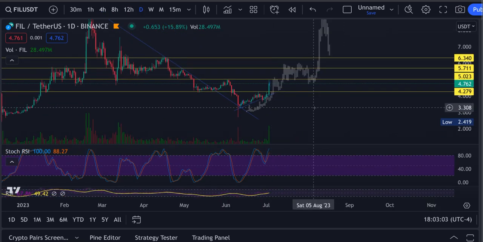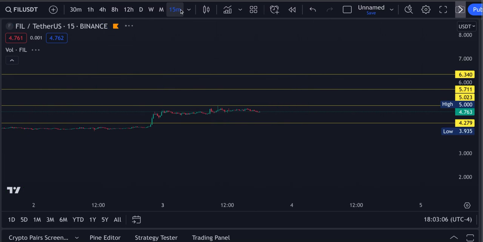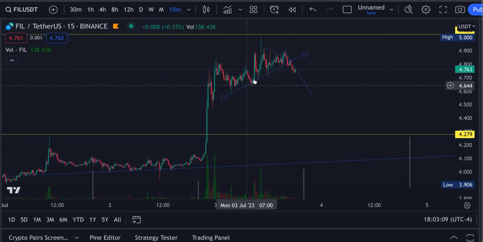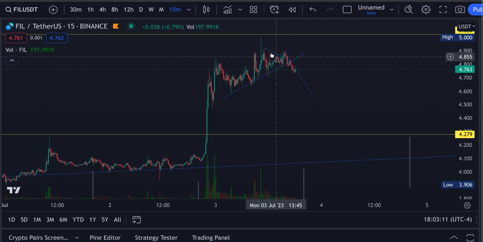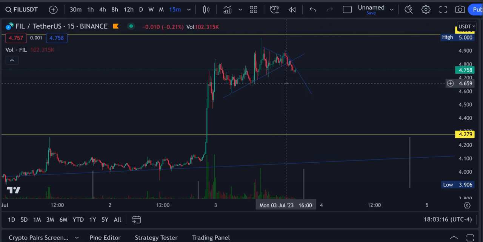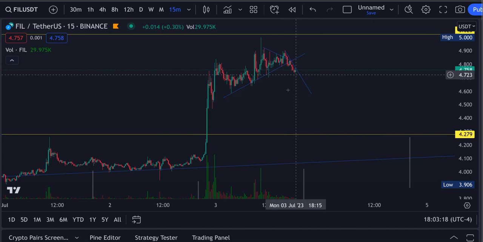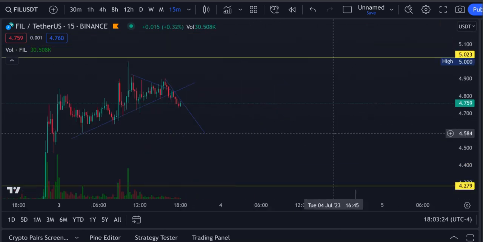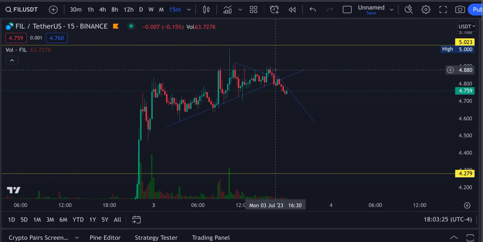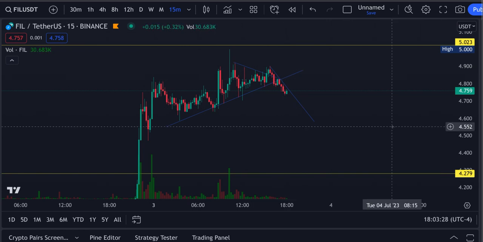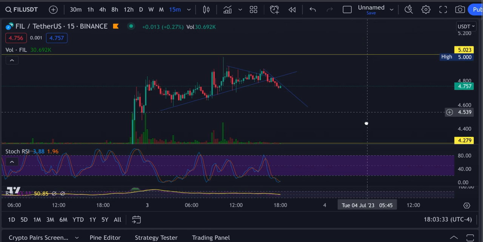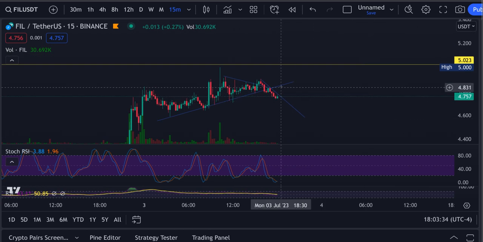Now if we go into the 15-minute and zoom in here, you can see we had a support line drawn here. Then it started forming almost like a flag or wedge pattern here. It did break down from that, you can see right there. So we have a resistance line on top here. Now the 15-minute is at the bottom here, so we'll see if this thing busts back up through here.